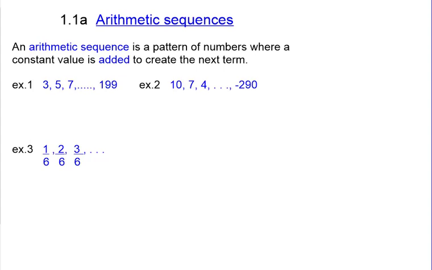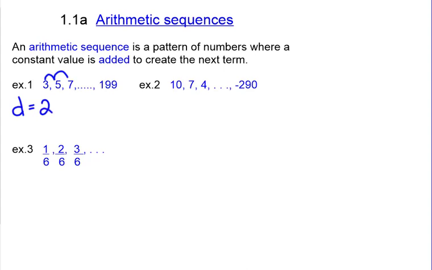So in example 1, we've got 3, 5, 7. The dots represent all of the numbers in between. In these arithmetic sequences, they have what's called a common difference, and that's represented by d. That is how you get to the next number. In this case, we would be adding 2.